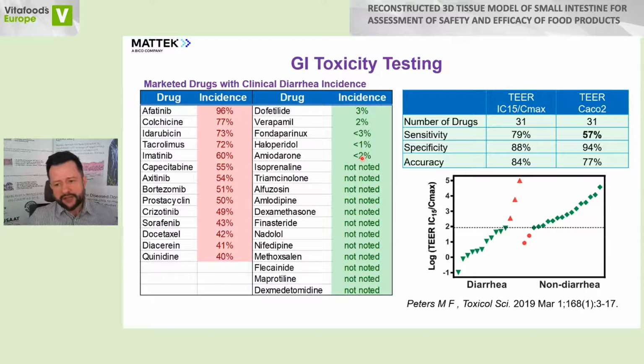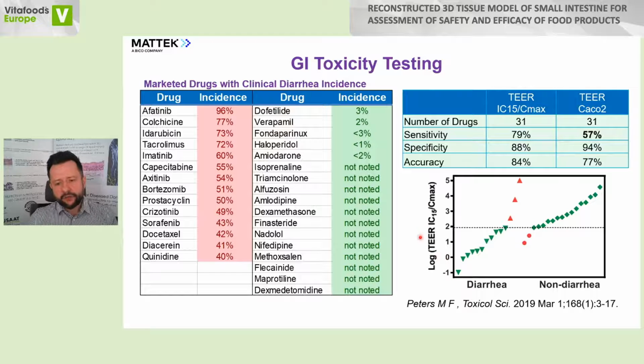I'm not going into details, but we tested several possibilities, and we ended up with a model where we used the previously mentioned method, measuring the barrier integrity using transepithelial electrical resistance. We developed a model where we treated the tissues over a period of several days with these drugs at 3 different concentrations, and then we looked at the point where the TER, the transepithelial electrical resistance, dropped by 15%, calling it TER IC15.